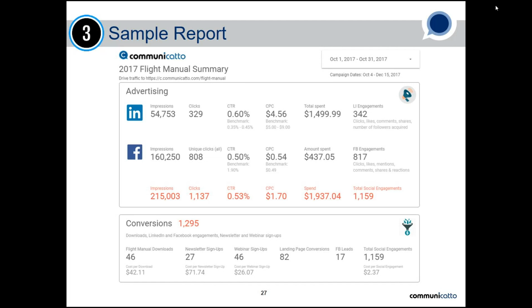So when we are talking about these flight manual downloads, for example, we are measuring those downloads and we are tracking where those downloads come from, and we are able to see whether they come from Facebook or they come from LinkedIn. Same thing with our newsletter signups, the webinar signups that we do through Eventbrite. That's where all of you registered for this webinar. We're able to track that, and because of the way in which we structure certain links within advertising, all of it is tracked.